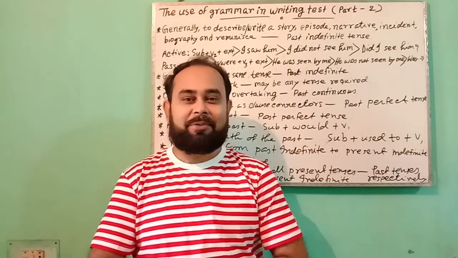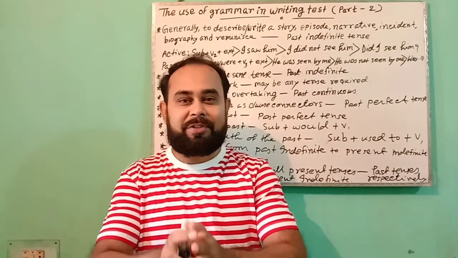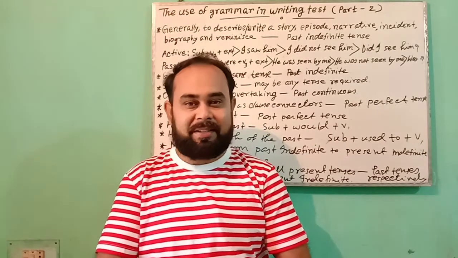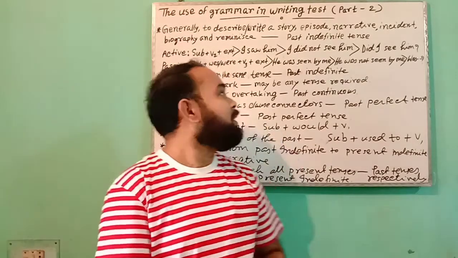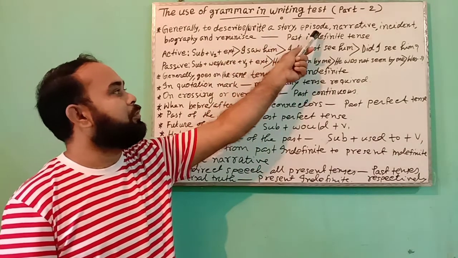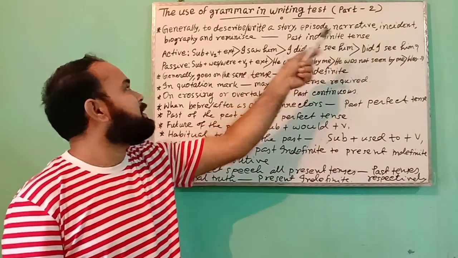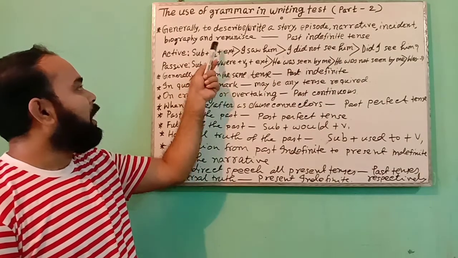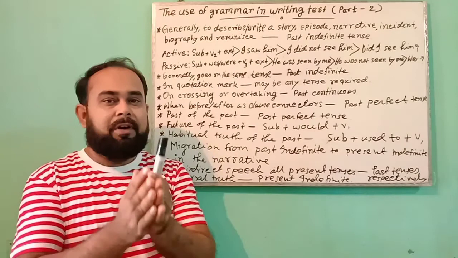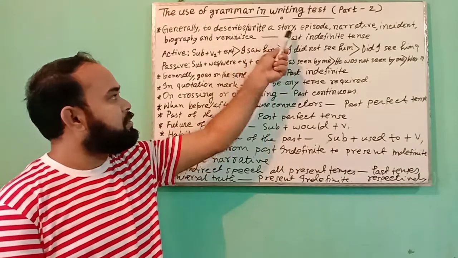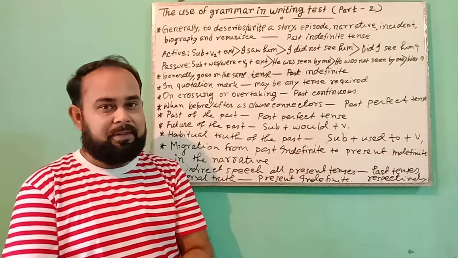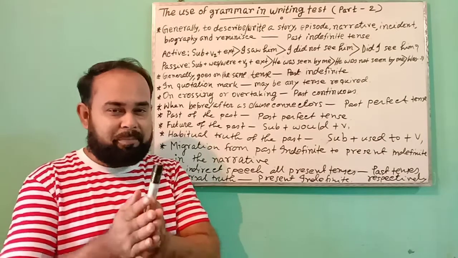Well dear friends, when and where do we use past indefinite tense? Yes, we use past indefinite tense generally to describe or write a story, episode, narrative, incident, biography and reminisce. Generally, to write on such topics, we use past indefinite tense, maybe active voice or passive voice.